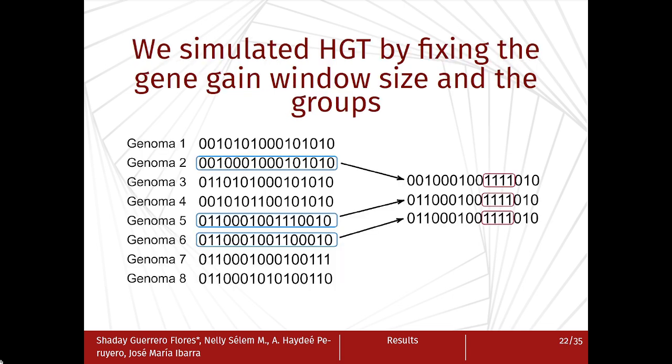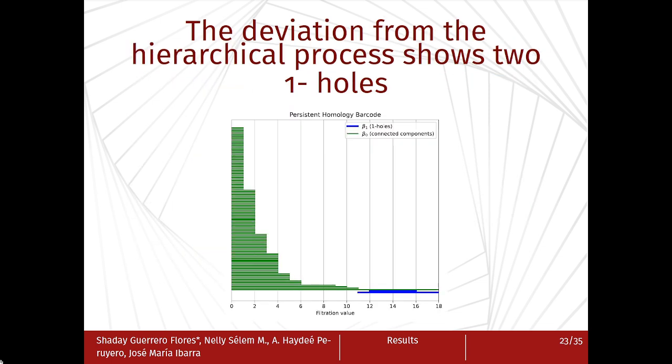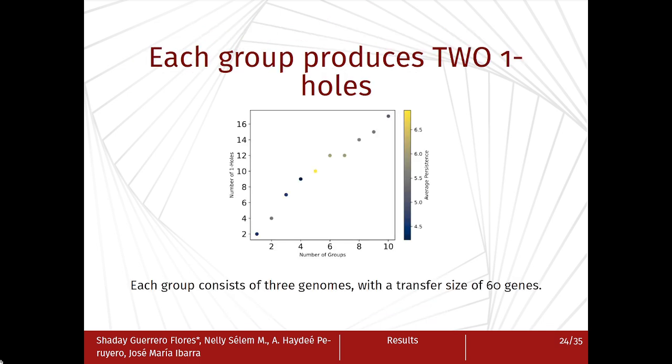Second, we simulate horizontal gene transfer between three elements in our population, and we fix the length of the size of the groups. And when we apply persistent homology, the horizontal gene transfer appears. In this case, we have two 1-holes. Now, when we add more groups with horizontal gene transfer, each group produces two 1-holes.